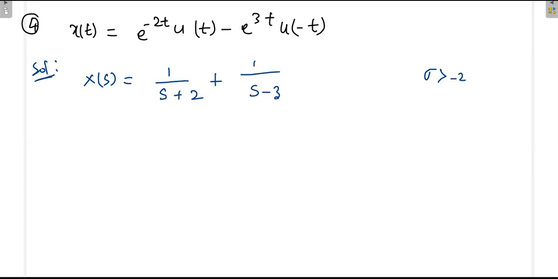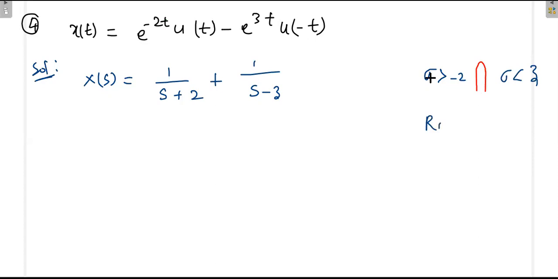But what is the ROC? Again, before writing the ROC, we have to put intersection. What is the ROC of this one? This is left sided signal. So ROC is less than sigma 3. That means sigma is less than 3. Then what is the intersection of these two? That will provide the ROC.